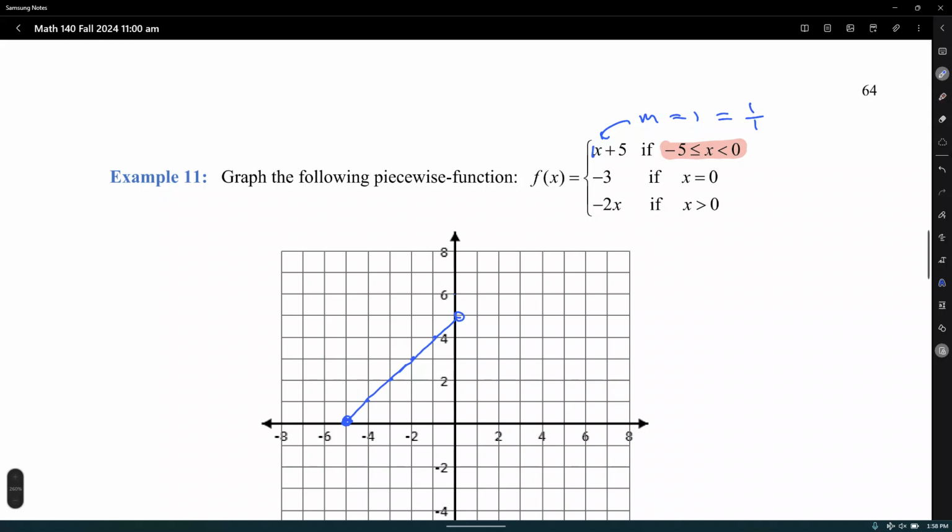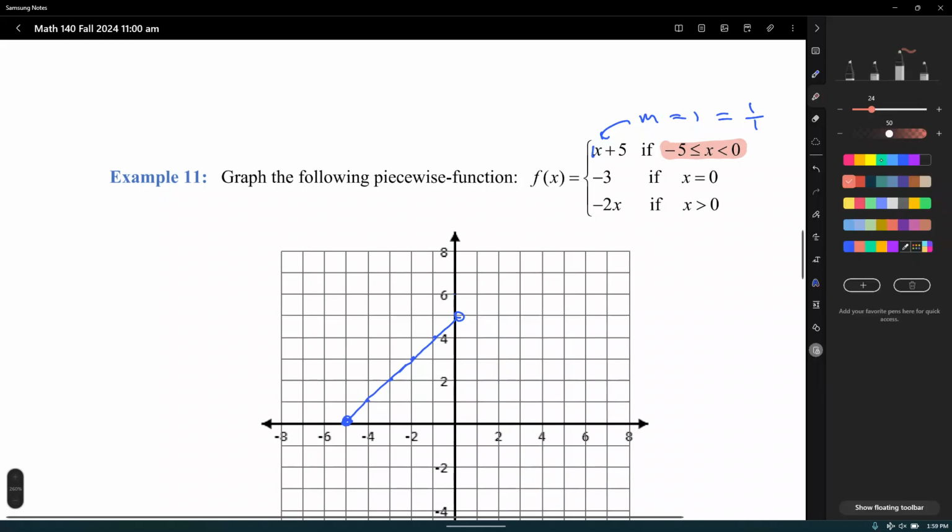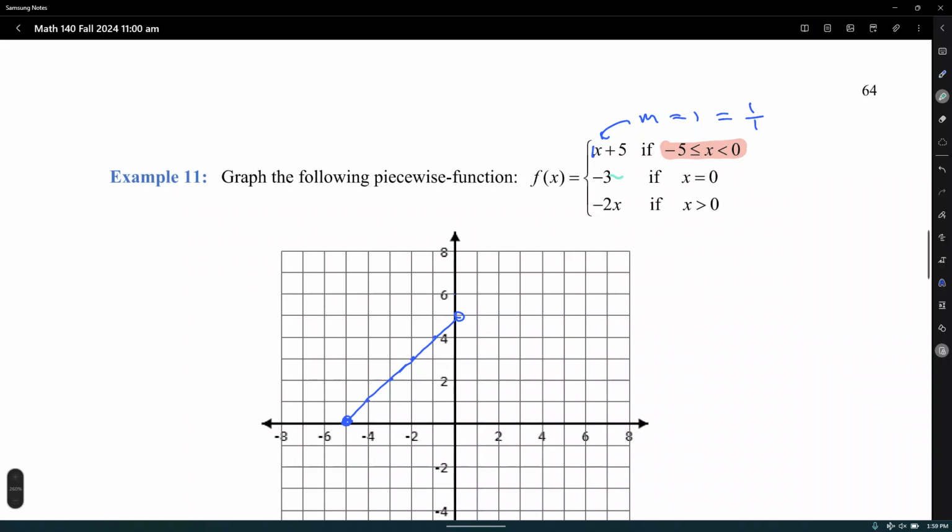The second condition here is an interesting one, because how do we graph this equation, negative 3 if x equals 0? Well, this is actually just an ordered pair. This is y equals negative 3 when x equals 0. Or another way to graph this one is to just graph y equals negative 3.